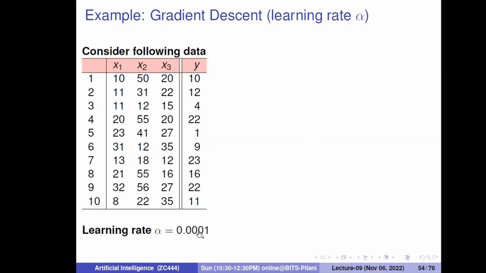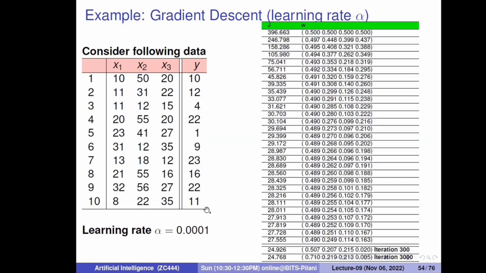When I change the learning rate to 0.001, suddenly it starts working. J reduces from 396 to 27, and you can see what the weights are with respect to that. So the learning rate plays a very important role in learning.